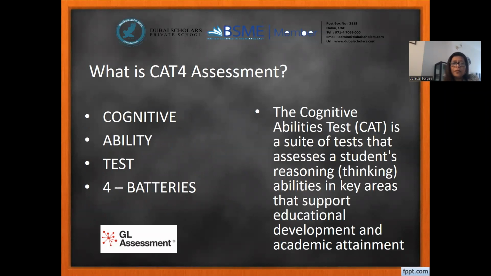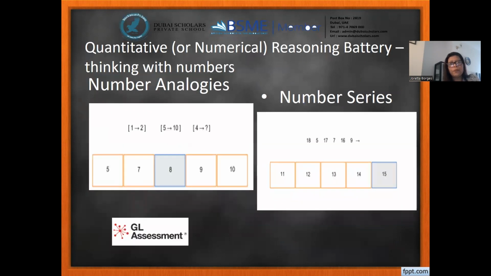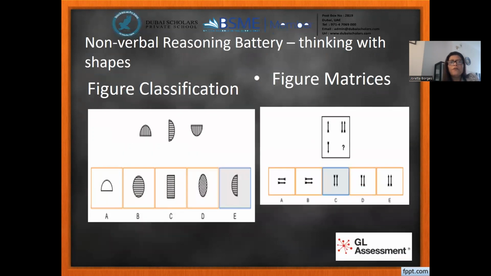The CAT4 stands for Cognitive Ability Test, and students are tested through 4 batteries. They have each battery divided further into 2 subcategories: the verbal classification and the verbal analogies under the verbal reasoning battery, the number analogies and number series in the quantitative reasoning battery, figure classification and figure matrices in the non-verbal reasoning battery.